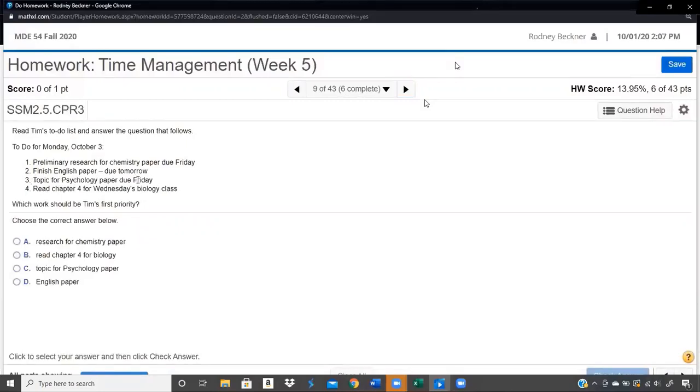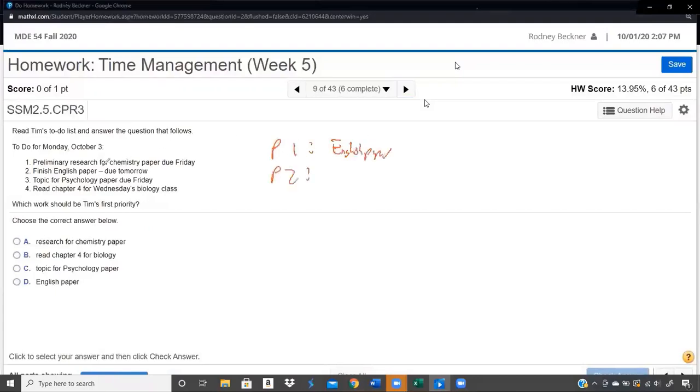Topic for psychology paper is due Friday. So another thing based on Friday, that's further away. And then read chapter 4 for Wednesday's biology class. So I'm actually going to prioritize these, in my opinion. Two of them you could flip-flop, but the paper that's due tomorrow, that's priority 1. So priority 1 is the English paper.